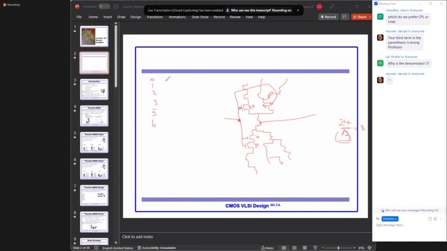Okay, so what is the problem with this sequence? What's the dynamic power of which circuit?